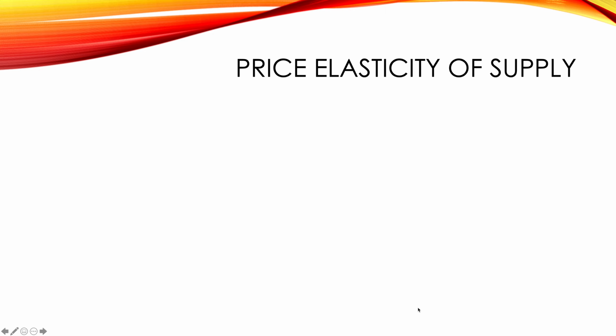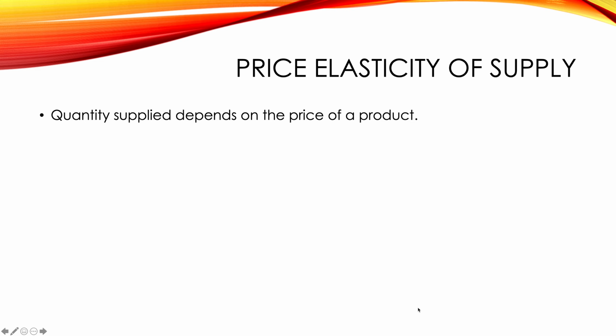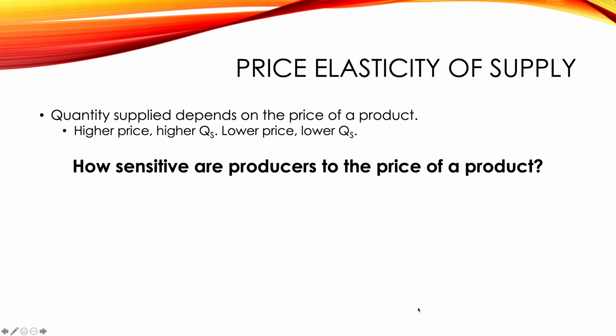Well, as you remember from looking at supply curves, quantity supplied depends on the price of a product. And it's a positive relationship, that's the law of supply. So the higher the price, the higher the quantity supplied, the lower the price, the lower the quantity supplied. We know that, that's the law of supply. But what price elasticity of supply tells us is how sensitive producers are to the price of a product, right? How much do they care about the price? How much is that going to alter their production behavior?